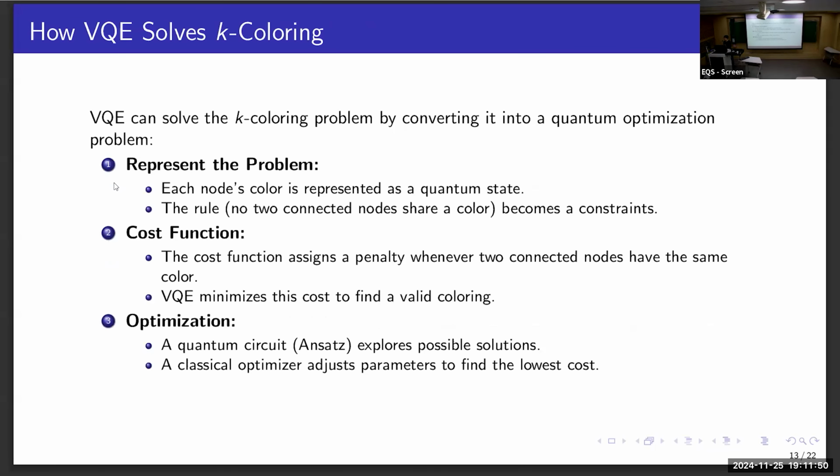So this is the way VQE solves K coloring. First, we represent the problem. Each node's color is represented as a quantum state. The rule that connected nodes cannot share a color becomes a constraint. And the cost function assigns a penalty when two connected nodes have the same color. So VQE minimizes this cost to find the valid coloring. For optimization, the quantum circuit ansatz explores the possible solutions, and the classical optimizer adjusts parameters to find the lowest cost, which means lowest energy.